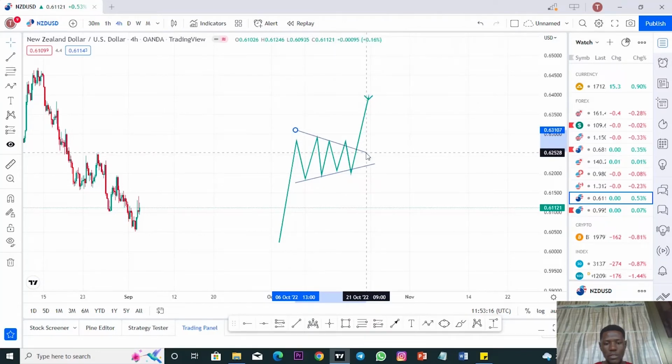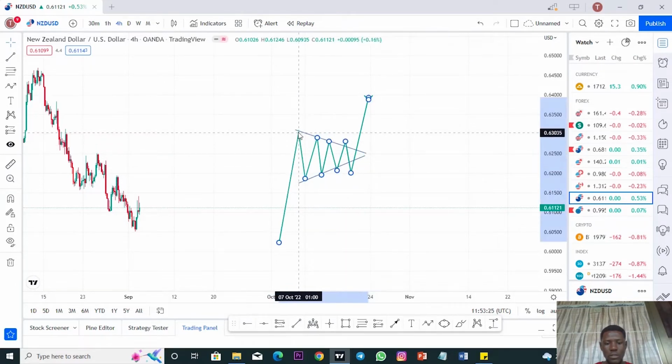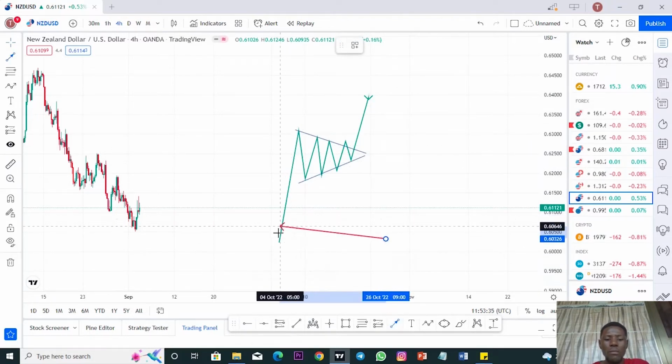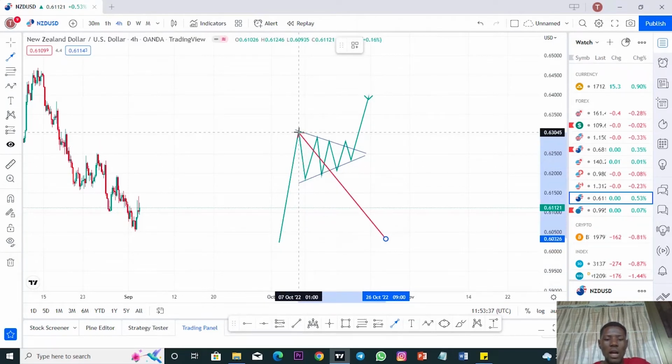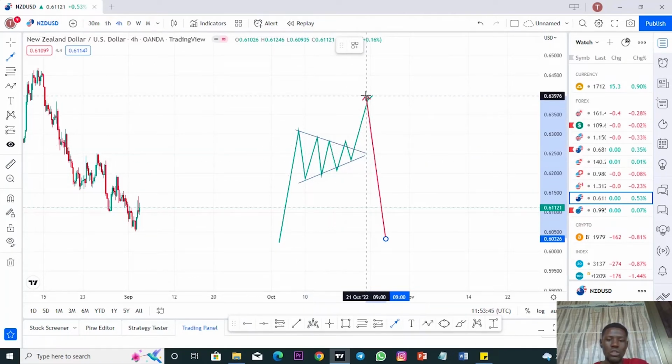Let me adjust it very well. Okay, no scratches. You see, price will create a structure like this because price is moving from this lower low to this lower high. Price starts consolidation for some time before a spike to the downside.